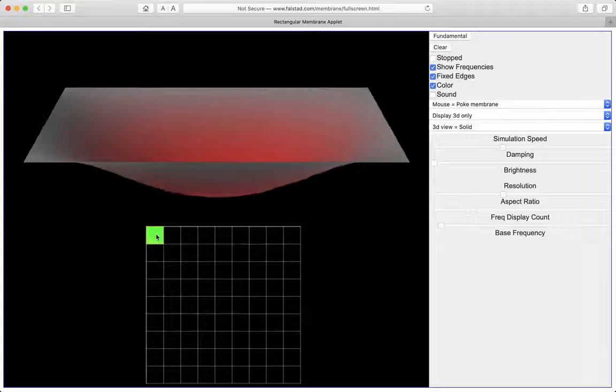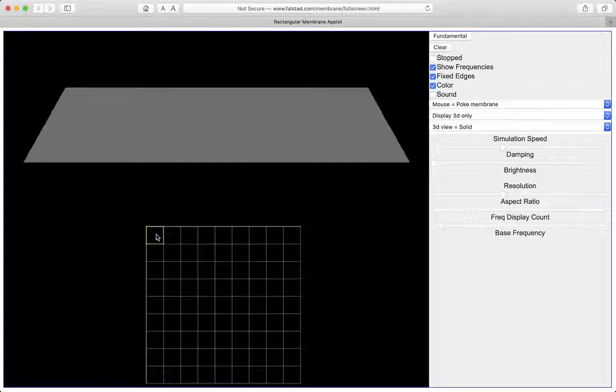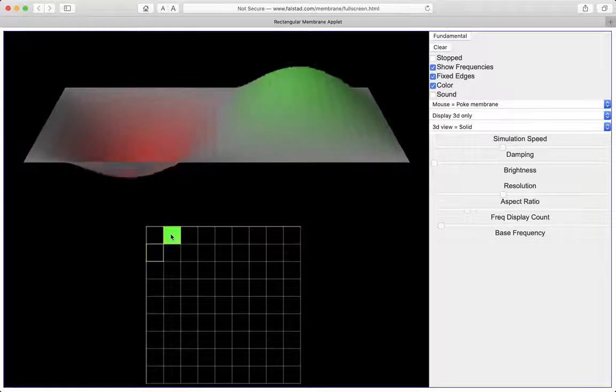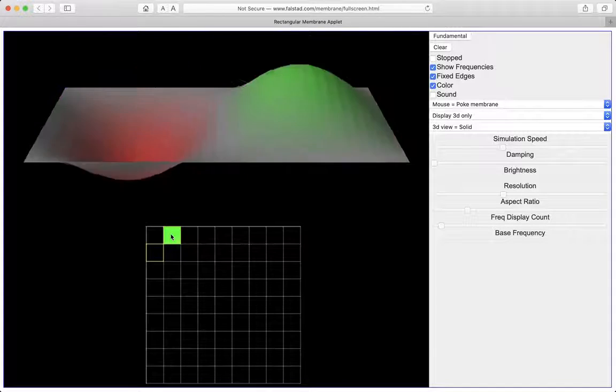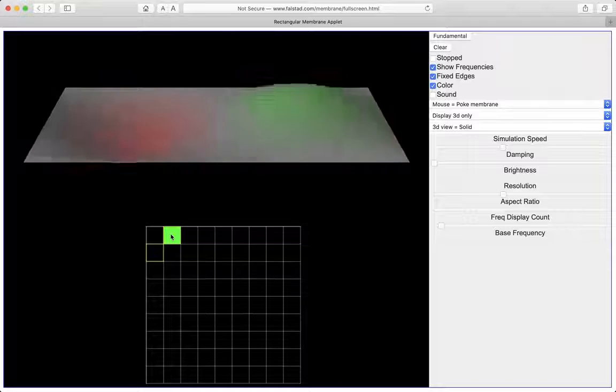If I push this button here, it just re-excites the fundamental. But I can turn this fundamental off, and I can go over here to say m equals 2 and n equals 1, and we can see what that mode looks like. So this is the m equals 2, n equals 1 mode oscillating, and it's as we expected from the picture that I had in the slides, but now we can see it in real time.